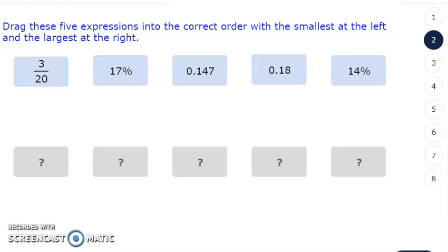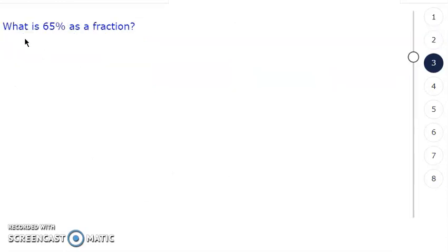Then moving to today's topic. Today's question is, what is 65% as a fraction? 65% means 65 out of 100. So it will be written as 65 by 100. 65 out of 100 is 65 upon 100.